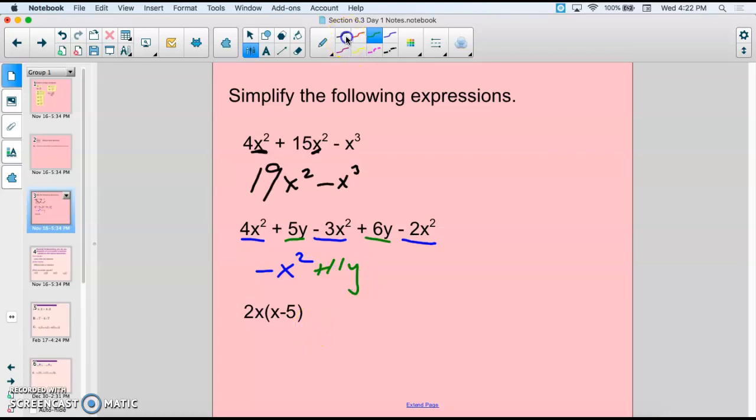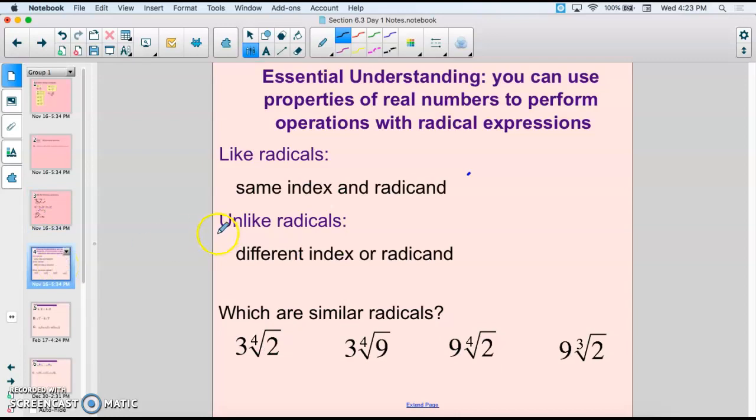Lastly, if we go to multiply these together, 2x times x would just be 2x squared. And then 2x times negative 5, 2 times negative 5 is negative 10x. So these concepts are what we're going to carry into using our radicals. Your essential understanding here: you can use the properties of real numbers to perform the exact same operations with the radicals. Like I've been saying, it's basically the same thing.